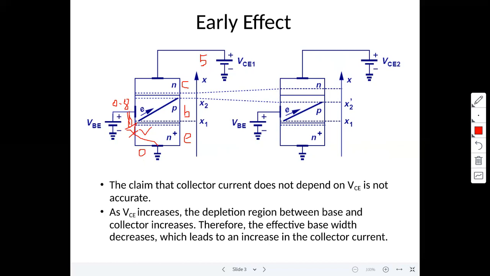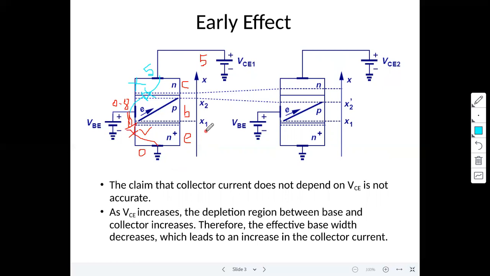Then what about the collector base junction? Observe here, there is one more diode at the collector base. Here the anode is connected to 0.8 and the cathode is connected to the 5 volt. This diode is in reverse bias. So now this BJT transistor is operating in the active region.